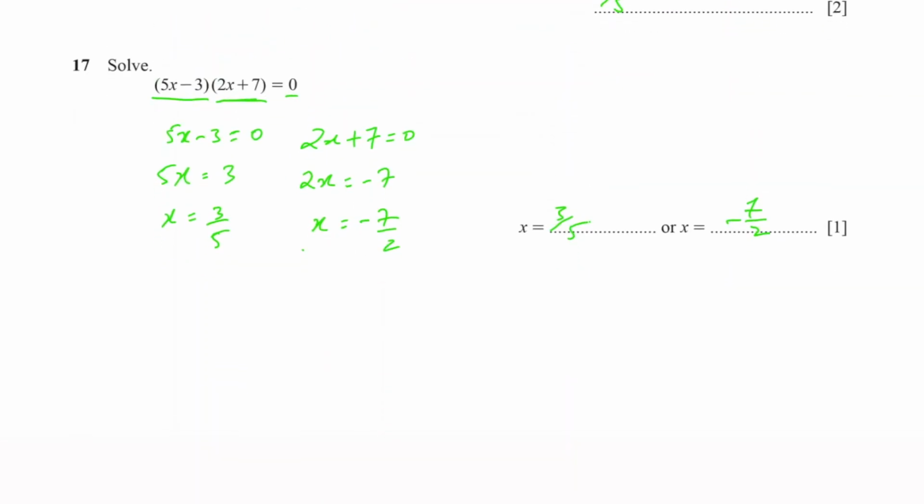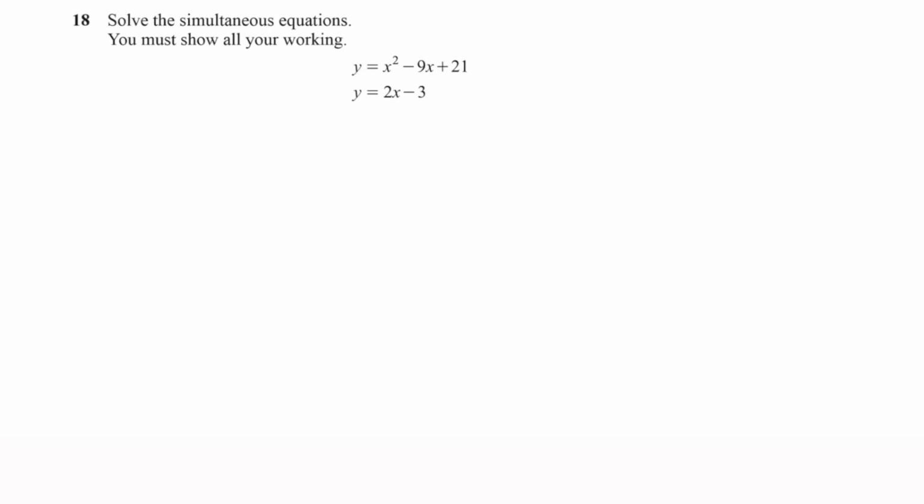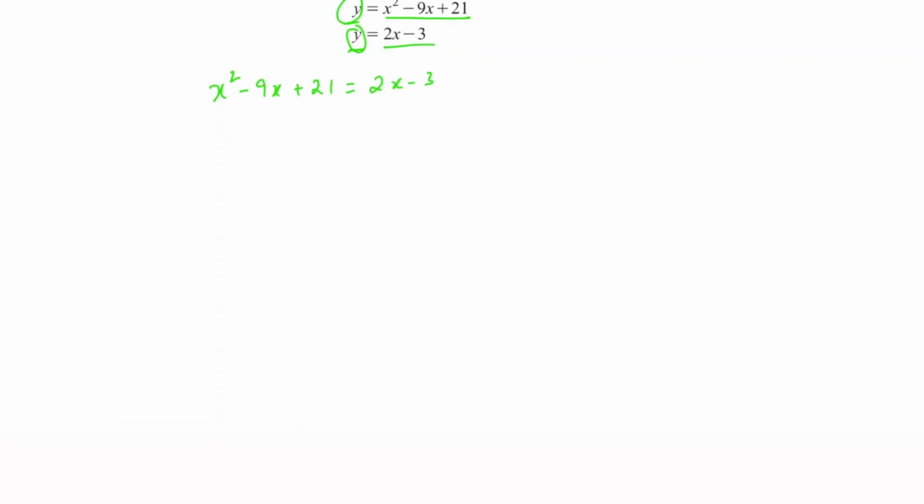So let's move on to question number 18. Solve the simultaneous equations. Here we know that this equation is equal to y and this equation is also equal to y, because they both are equal to y, so they will be equal to each other, right? So x squared minus 9x plus 21 will be equal to 2x minus 3 because they both are equal to y.